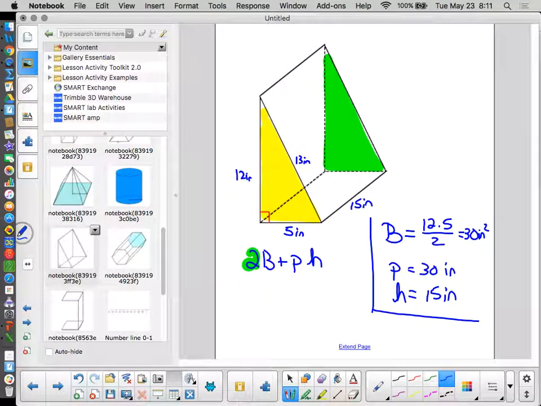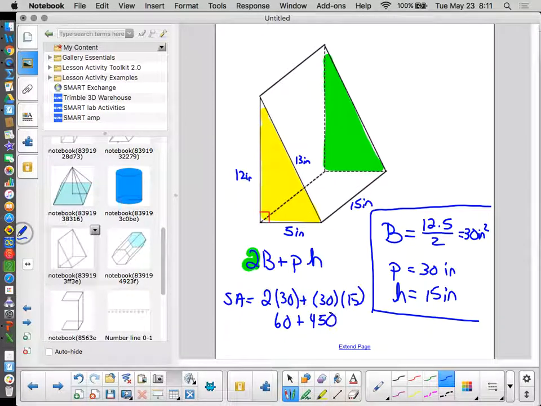So do your calculations off to the side for the numbers that are going to go in the formula before you plug them in. Don't try to do it all at once. Once you've got those numbers, then you can say surface area is 2 times 30 plus 30 times 15, or 60 plus 450, which would be 510, and it's inches squared. That's an area. All right?